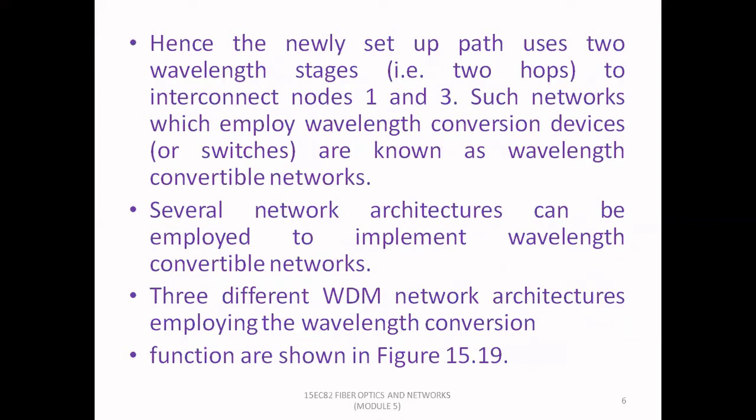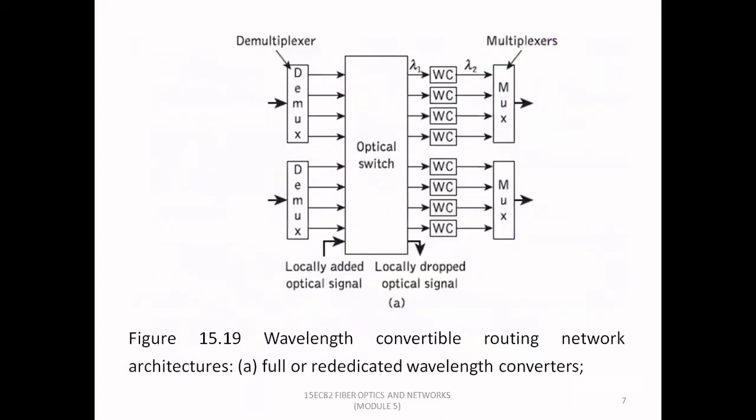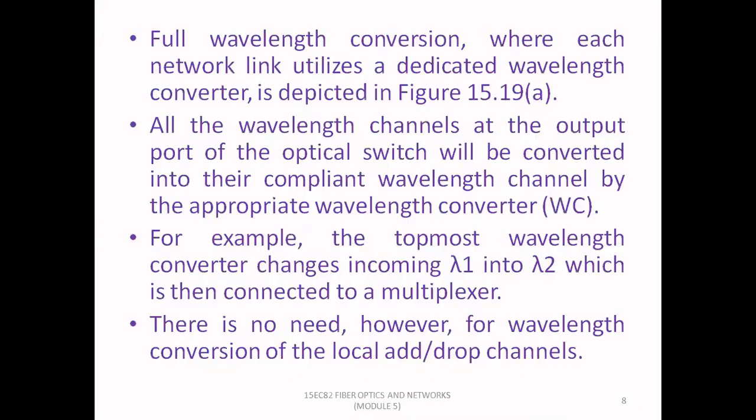Such networks which employ wavelength conversion devices or switches are known as wavelength convertible networks. Several network architectures can be employed to implement wavelength convertible networks. Three different WDM network architectures employing the wavelength conversion function are shown in figure 15.19. Figure 15.19 shows wavelength convertible routing network architectures. A, full or dedicated wavelength converters.